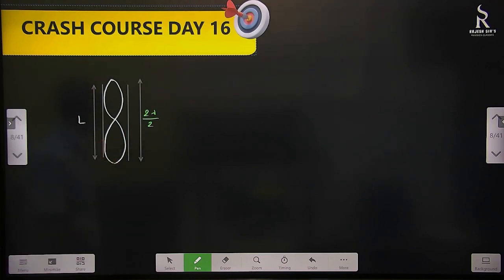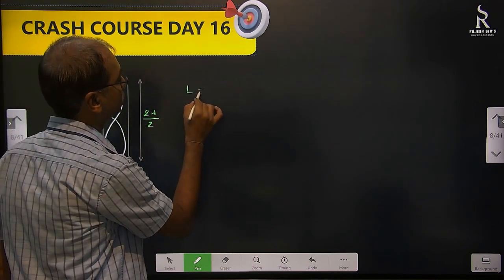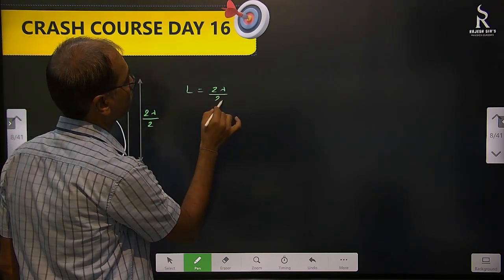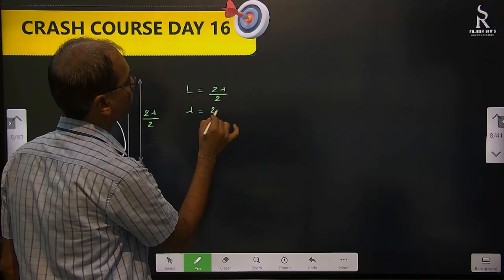That means lambda by 2 plus lambda by 2, so it's 2 lambda by 2. So what we can say now? L is equal to 2 lambda by 2, that is lambda equal to 2L by 2.